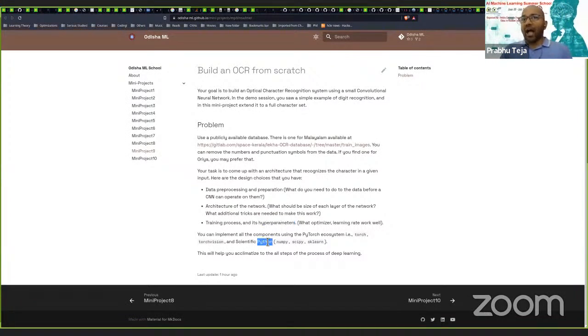And I personally use PyTorch a lot. This is not a restriction, because it is just a framework. You can use Jax also. But PyTorch is probably very simple to start off with. So you can implement most of these modules with the PyTorch ecosystem, that is Torch and Torch Vision, and some parts of NumPy, SciPy, scikit-learn if you need some additional components for data wrangling and things like that. So this mini project will help you understand all steps of the process.